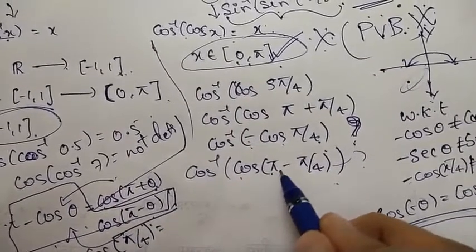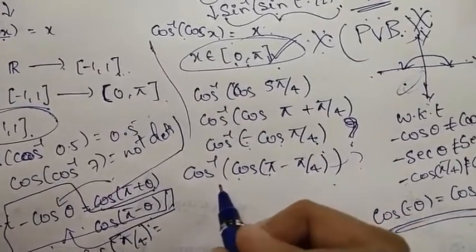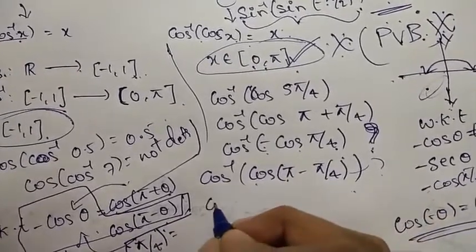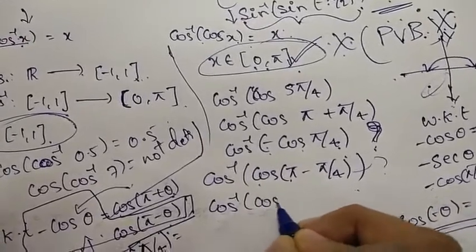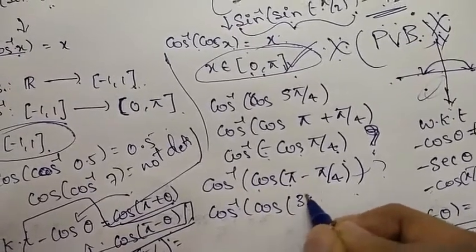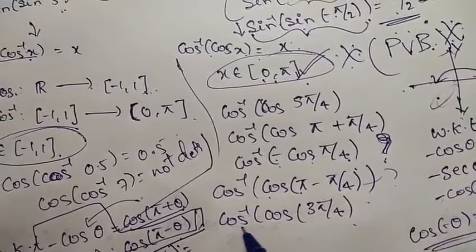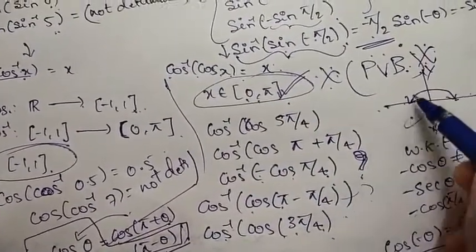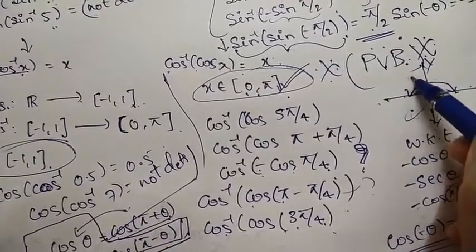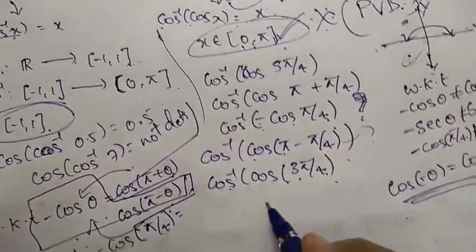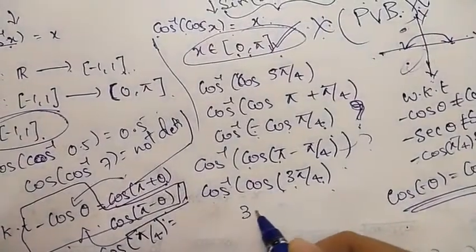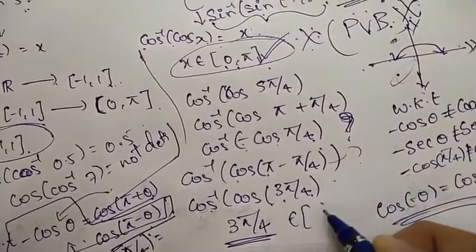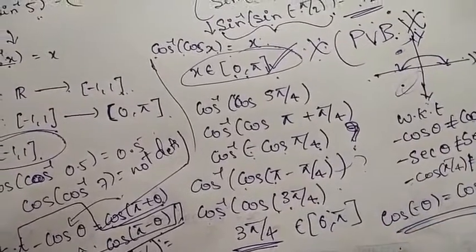So now cos(pi - pi/4) we have written here. What happens to pi - pi/4? 4 pi minus pi, it is 3 pi by 4. So cos inverse of cos(3 pi/4). Now this is in the form cos inverse of cos x, where 3 pi/4, if you use the value of pi, you can observe here comes in the second quadrant. So cos inverse of cos(3 pi/4) is equal to 3 pi/4, which belongs to the interval 0 to pi.